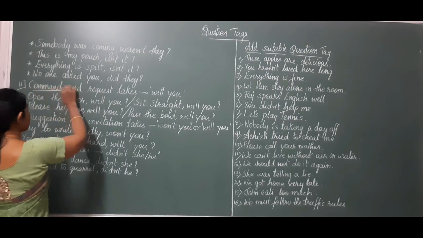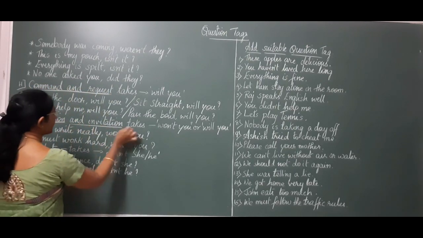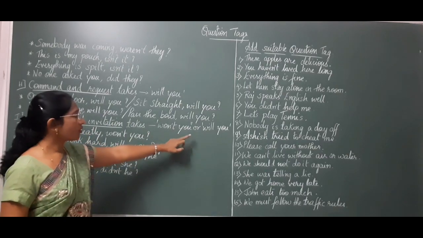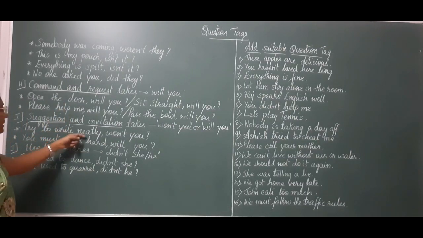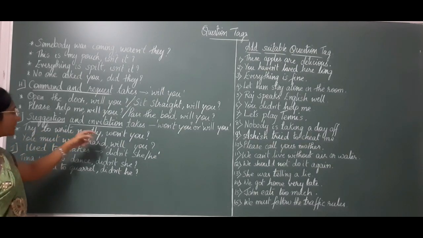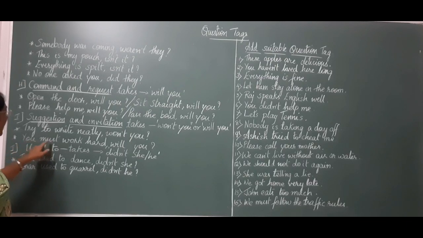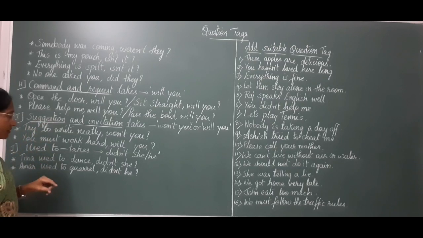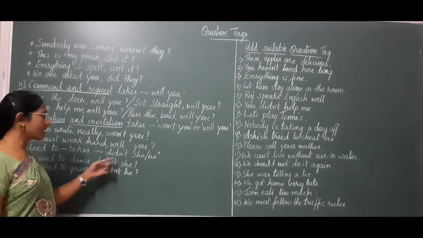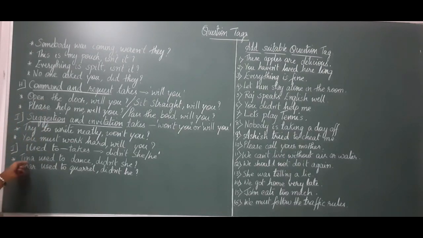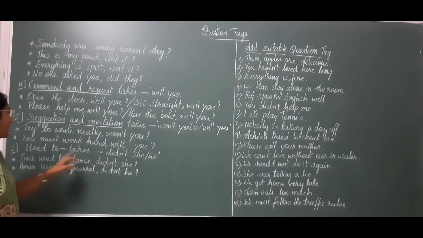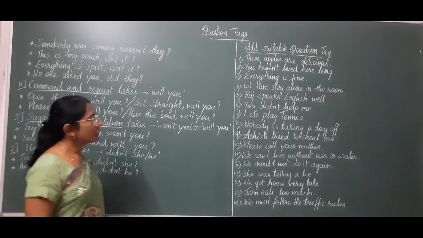Next, suggestion and invitation take the question tag won't you, or sometimes will you. Try to write neatly is a suggestion. Try to write neatly, won't you? is the question tag. You must work hard is a suggestion. Will you? Then words like used to in the statement take the tag didn't he or didn't she suitably along with the subject. Tina used to dance, didn't she? Female, she. Amar used to quarrel, didn't he? Male, he.